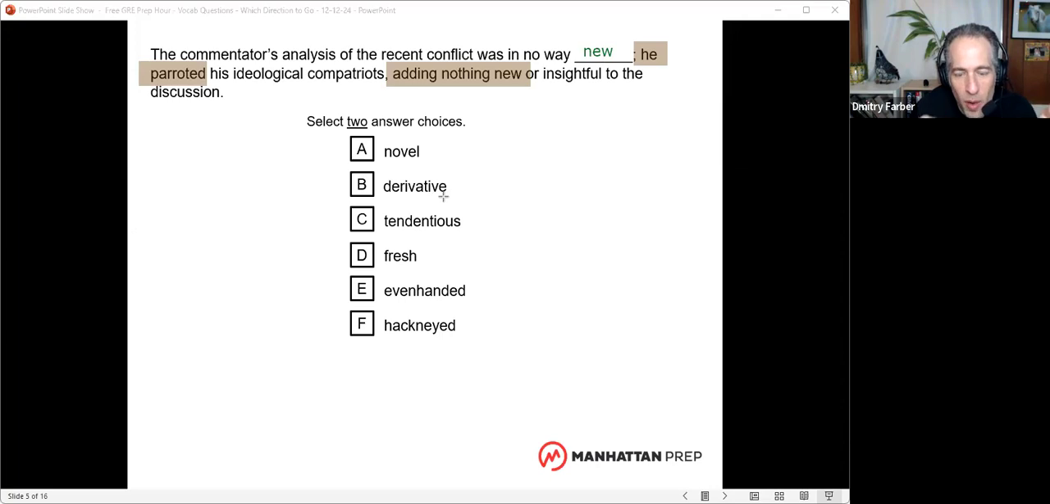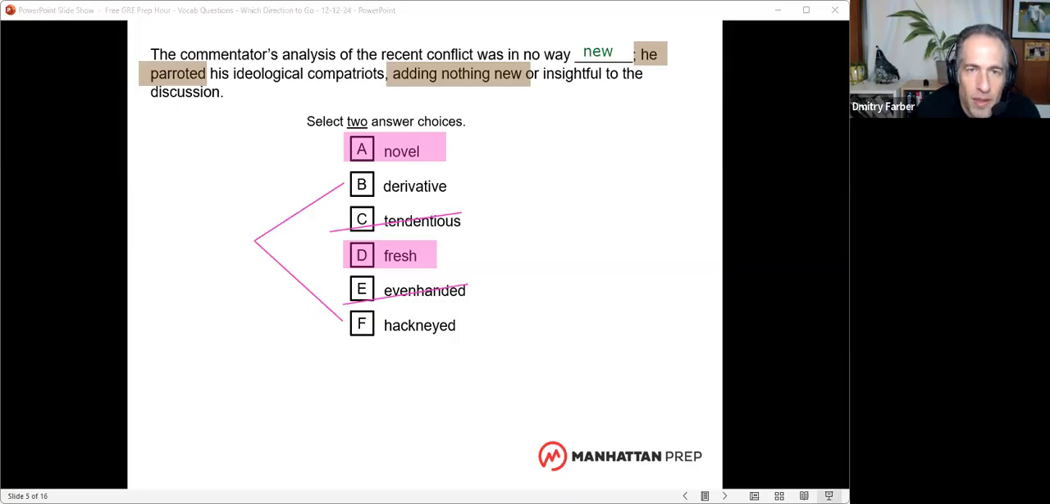So if it says no way, then I want the thing that's lacking, the thing that he isn't providing. He isn't providing something novel. He isn't providing something fresh, right? And notice what they have is the opposite. Derivative and hackneyed are the exact opposite. That's what he maybe is doing. Derivative and hackneyed things are where you're copying or working off something that's already been done. Tangentious and even-handed don't have anything to do with this content. Okay. This okay?